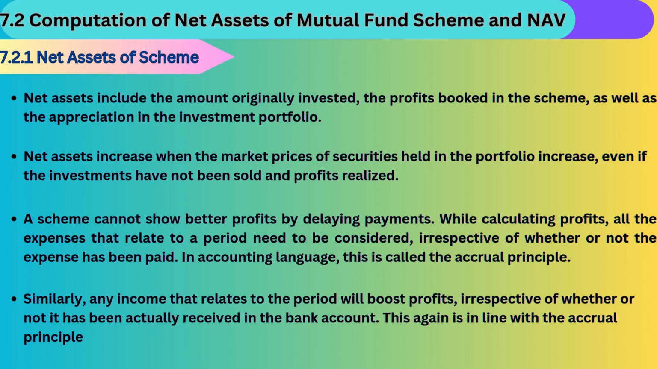Net assets of scheme. Net assets include the amount originally invested, the profits booked in the scheme, as well as the appreciation in the investment portfolio. Net assets increase when the market prices of the securities held in the portfolio increase, even if the investments have not been sold and profits realized. A scheme cannot show better profits by delaying payments.